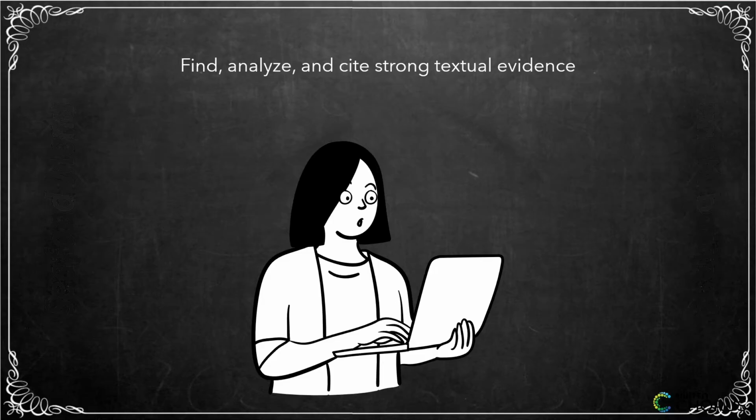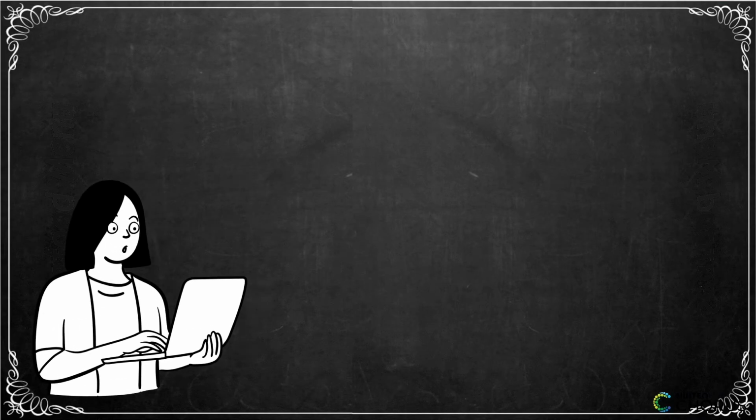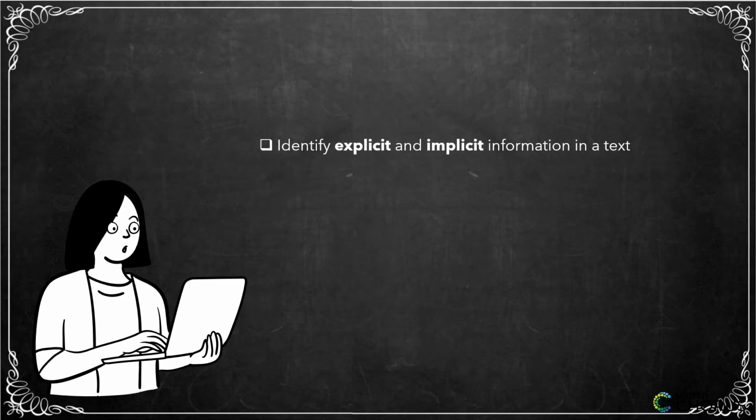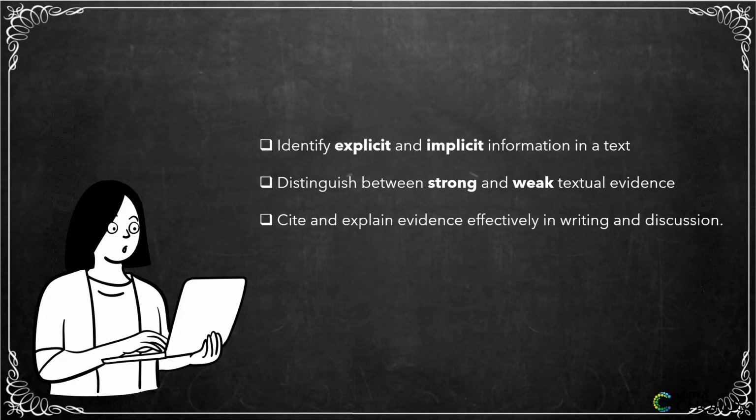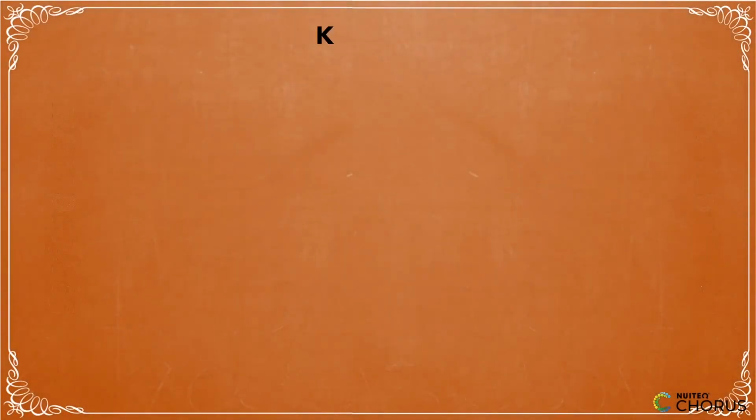informational texts. By the end of this lesson, you'll be able to identify explicit and implicit information in a text, distinguish between strong and weak textual evidence, and cite and explain evidence effectively in writing and discussion. Let's get started. Before we start, let's clarify a few important terms.